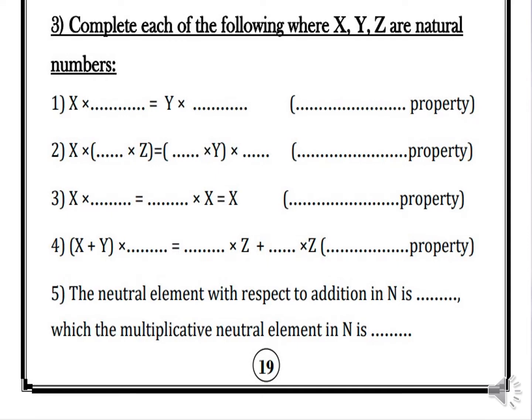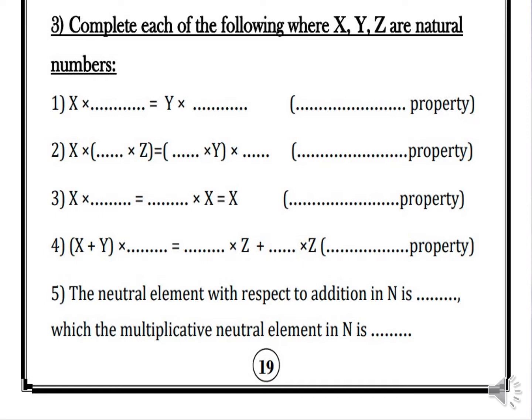Question number 3. Complete each of the following where x, y, and z are natural numbers. X, y, and z are variables, maybe any natural number. So in number 1, I have x multiply what equal y multiply what. Let's assume that x equals 2, any natural number, and y equals 4. So 2 times what equals 4 times what? 2 times 4 equals 4 times 2. This is the commutative property. I'm just changing the places of the number.